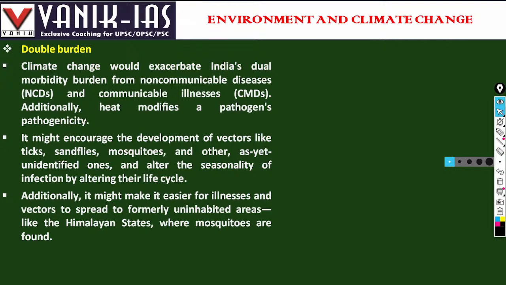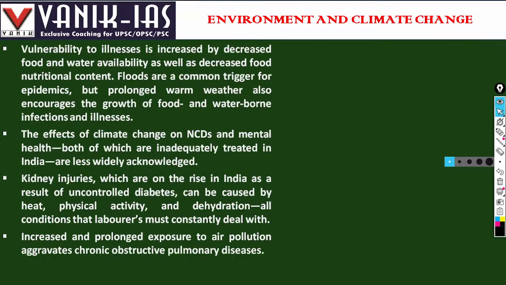Additionally, it might make it easier for illness and vectors to spread to formerly uninhabited areas where they are not found. Vulnerability to illness is increased by decreased food and water availability as well as decreased food and nutritional content. Floods are a common trigger for epidemics, but prolonged warm weather also encourages the growth of food and waterborne infection and illness.